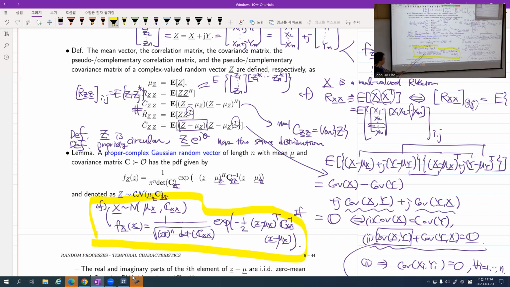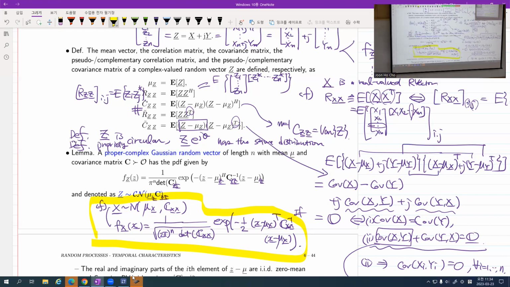Now compare it with the proper complex case. You have no square root, right? No 2, but exponent n and the determinant of the covariance matrix. You have the exponential function. You don't have 1/2, but you have 1. And here you have the covariance matrix inverse. And you have a quadratic form after centering your random vector.